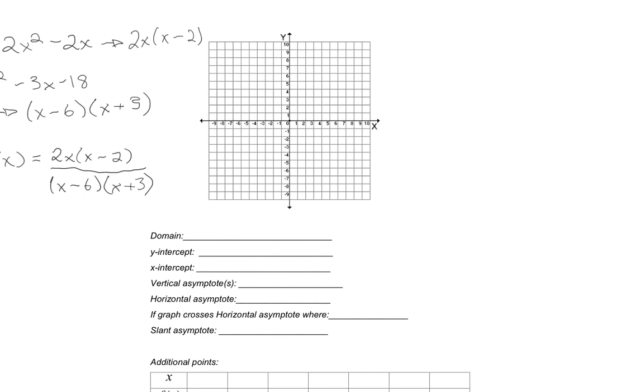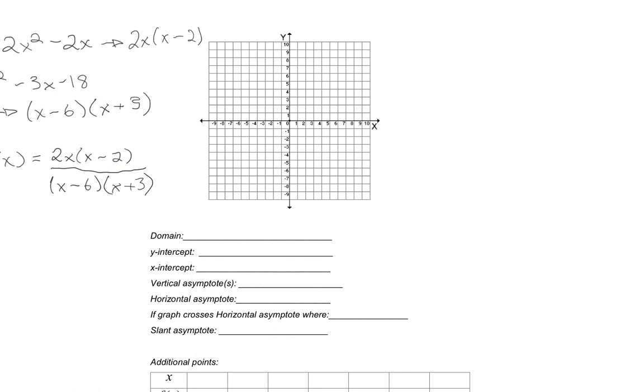Okay, and so now when we're looking at domain restrictions, we need to consider taking the square root of a negative number and dividing by 0. Since there aren't any square roots in this function, we only need to see where we might divide by 0.